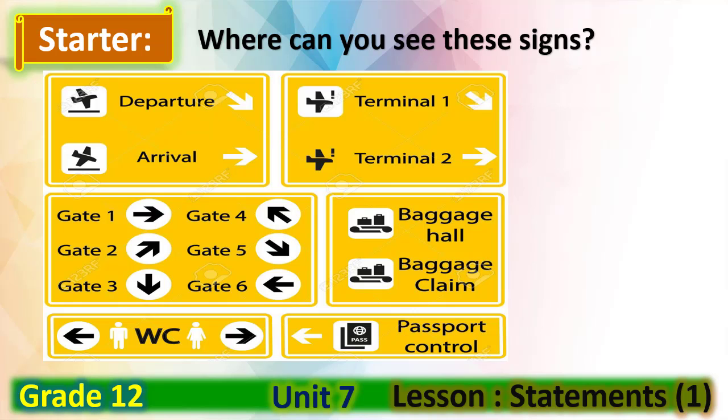In today's starter, you have to look at the picture in front of you and read the words and then tell where you can see or hear the words in front of you. Let's study them carefully together. This picture: departure, arrival, terminal 1, terminal 2, gates from gate 1 to gate 6, baggage hold, baggage claim, passport control, WC. Now, your turn. What is the place where you can see and read these words? Great. At the airport.